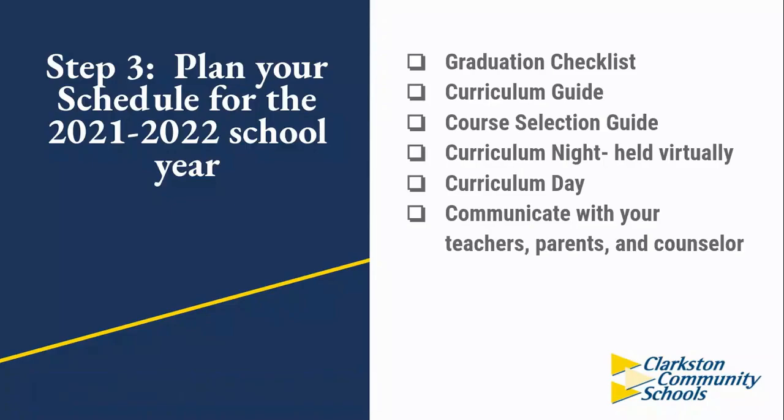Step 3 is to plan your schedule for the 2021-2022 school year. We have provided many resources in your Google Classroom to assist you with this process, such as the graduation checklist, the Clarkston High School curriculum guide, the CHS course selection guide, as well as virtual events and in-school opportunities to create the perfect schedule for you. Let's take a closer look at each of these resources.